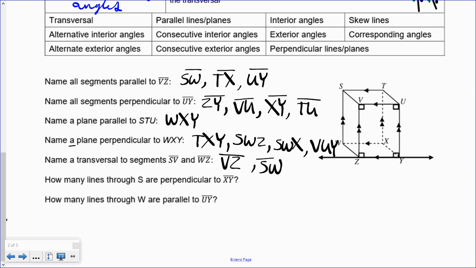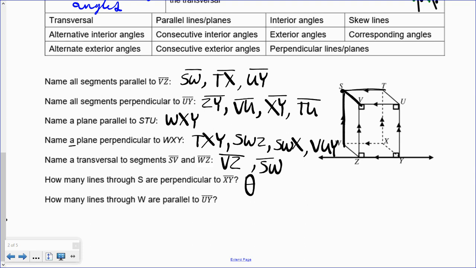All right, these next ones are numbers. How many lines through S are perpendicular to XY? 4 of them? 0. None. Do you guys understand what I mean by through S? Like your line has to include S in it. So how many of them are perpendicular to XY? None. 0. S is right here. These are the only lines that have S in them. None of them are intersecting XY, so they cannot be perpendicular. They have to be touching XY to be perpendicular.